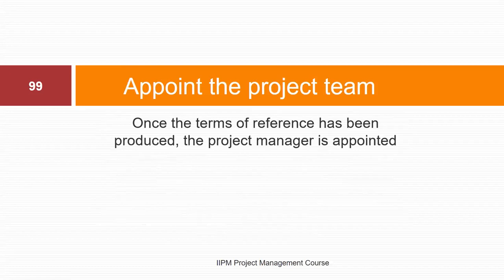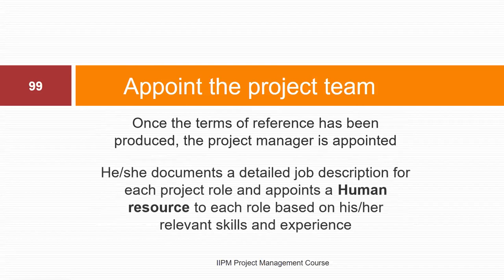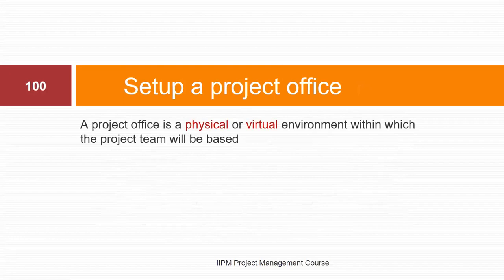Now, appointing a project team: once the terms of reference has been produced, the project manager is appointed. He or she documents a detailed job description for each project role and appoints a human resource to each role based on his or her relevant skills and experience. Setting up the project office could be a physical or virtual environment within which the project team will be based.